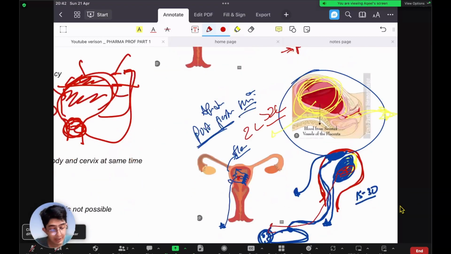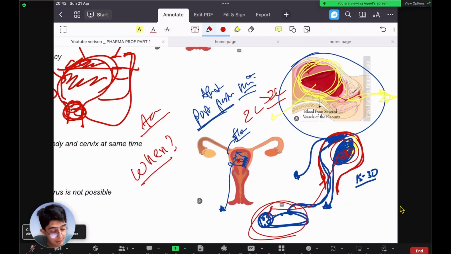But the question is, when should we give it? Obviously after the delivery, but I told you first the baby is delivered, then the placenta is delivered, right? So for example, the baby is delivered and you cut the cord. Right after cutting the cord, if you give ergometrine, what will happen? It will suddenly start causing tonic uterine contraction.